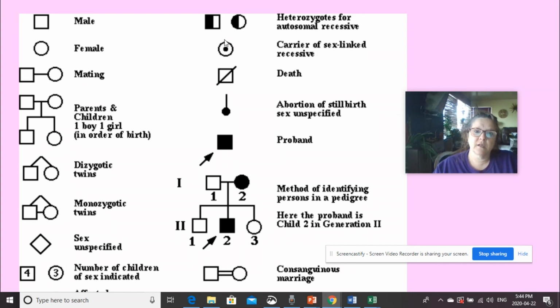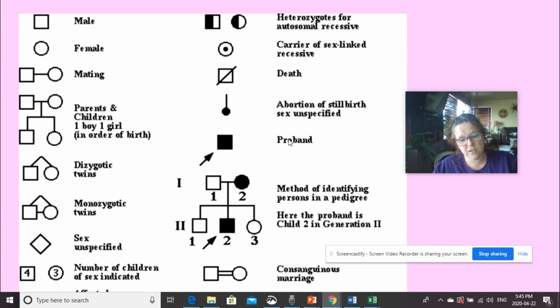This one, I don't really use too much, at least I never do, but this is how you would indicate a carrier of a sex-linked condition here. This means the person is deceased. So if you're doing one on a current family, you can just draw a line if the person's not alive. This little symbol means sex unspecified. It means maybe that there were stillborn children in the family, so you could just indicate it like that.